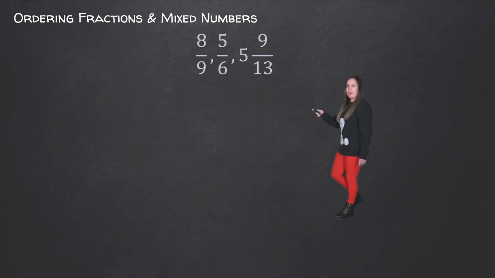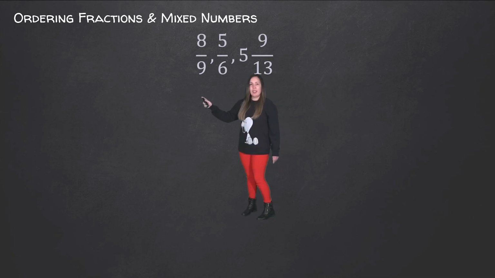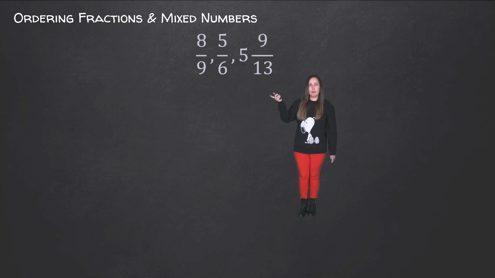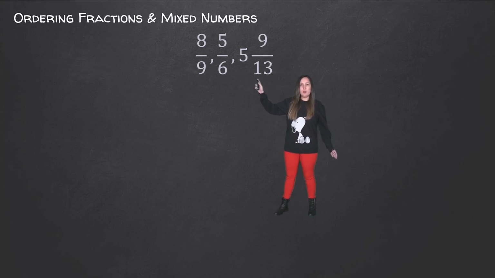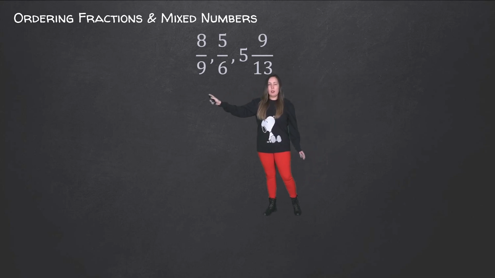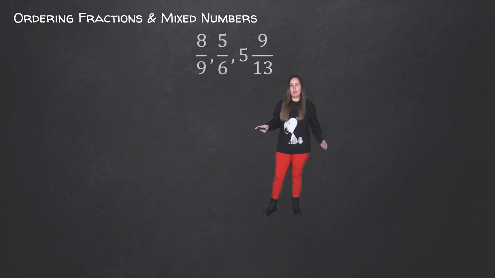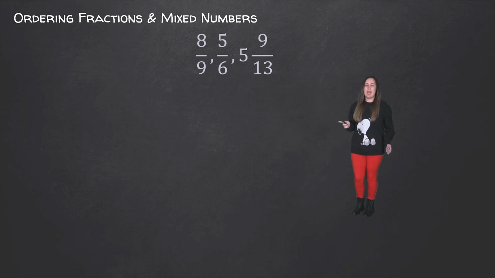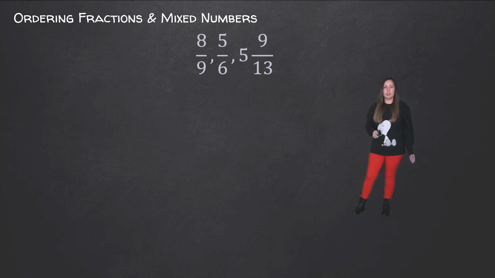So let's do our final example. We have 8 over 9, 5 over 6, and 5 and 9 over 13. Now, this one is our only mixed number and the only one that has a whole. So this one is automatically our largest number because 8 over 9 and 5 over 6 aren't even a whole. So we're only going to have to take 8 over 9 and 5 over 6 and compare them because we know our last value is the largest.